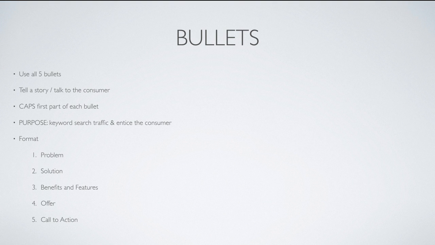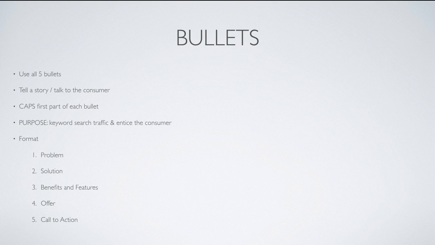That's very, very important. So again, just to recap, we covered the bullets. This is another element of the Amazon product listing. We talked about how we have to use all 5 bullets. Make sure that you're telling a story and talking to the consumer. Caps the most important parts of each bullet, whether it's the first part or any part of the bullet. The purpose of the bullet is keyword search traffic and enticing the customer to the point where they are ready to purchase and click the add to cart or buy now button.